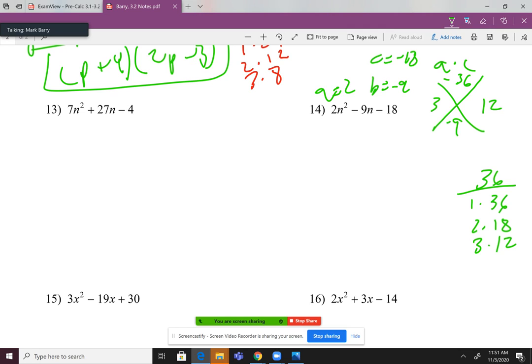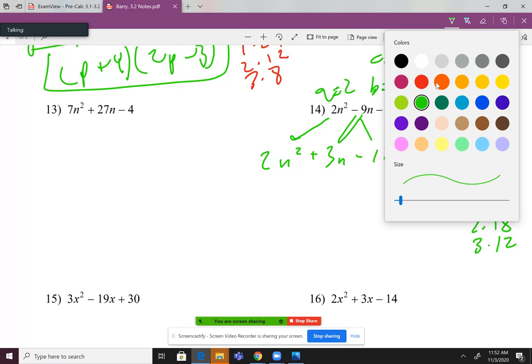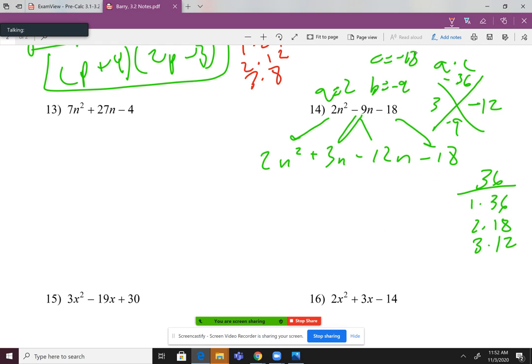Now we need to add to negative 9. So in this case, we need the bigger number to be negative. So 3 plus negative 12 is negative 9. 3 times negative 12 is negative 36. So I'm going to split up this middle term. 3n minus 12n. Keep the first term the same. Keep the last term the same. Group it up.